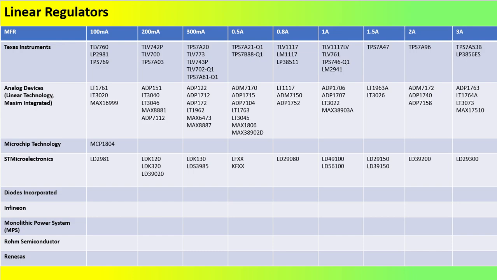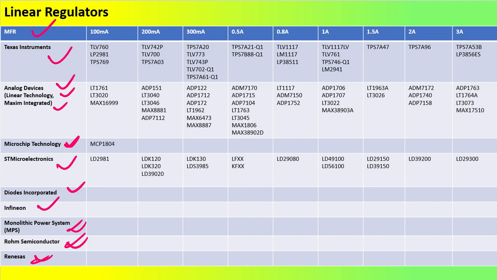Anyway, I have tried making a sheet of different regulators that are available from different manufacturers, like Texas Instruments, Analog Devices. At the same time, Linear Technology and Maxim Integrated are under Analog Devices. Microchip Technology is one of the best companies for your power management regulators. ST Microelectronics is there, Diodes Incorporated is there, Infineon is there, Monolithic Power Systems is also one of the good companies. Rohm Semiconductor also has a lot of linear regulators in its portfolio. Renesas is there, which is one of the best companies for linear regulators.